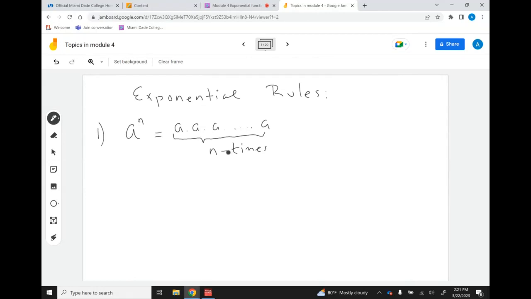An example of one could be 2 to the third. This is just 2 times 2 times 2, 3 times, which gives you 8.